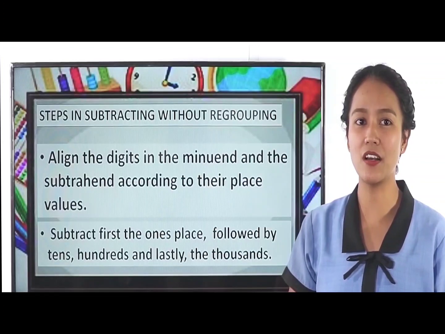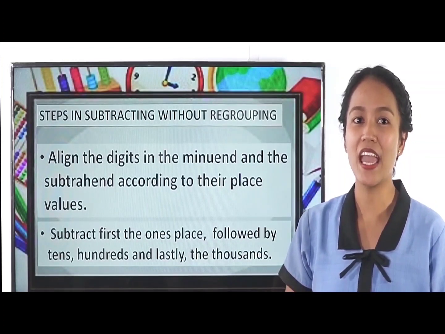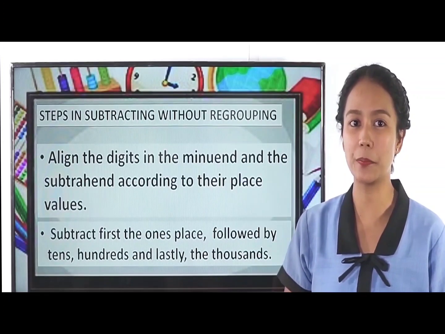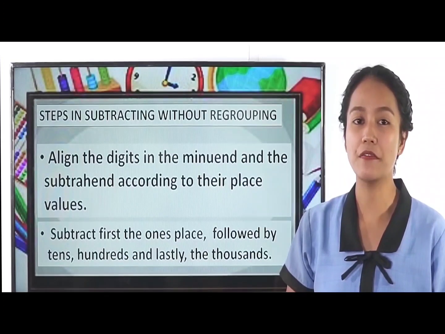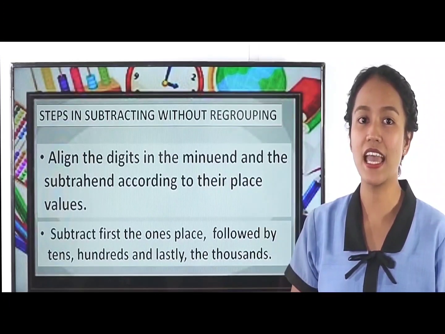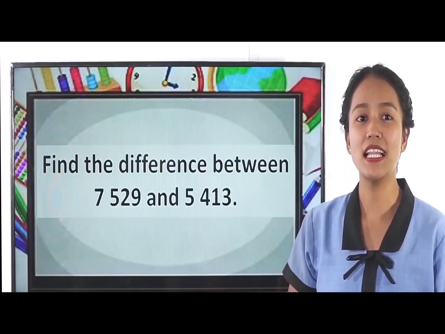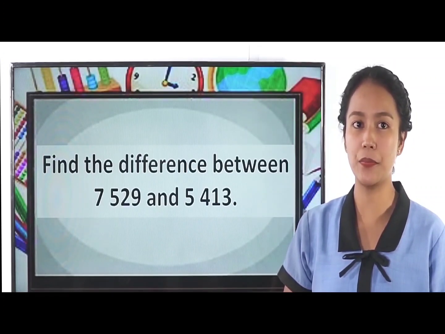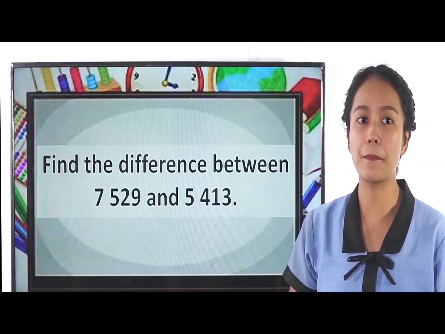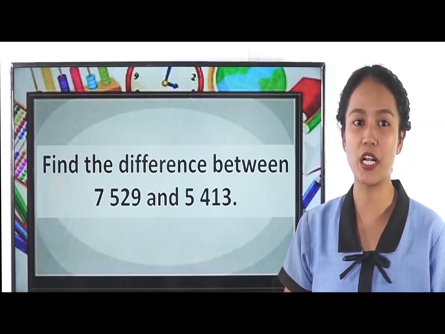In subtracting without regrouping, we should first align the digits in the minuend and the subtrahend according to their place values. Then, subtract first the ones place, followed by the tens, hundreds, and lastly, the thousands. Now, let's apply the rules in subtracting without regrouping in this example. Find the difference between 7,529 and 5,413. What should we do first?